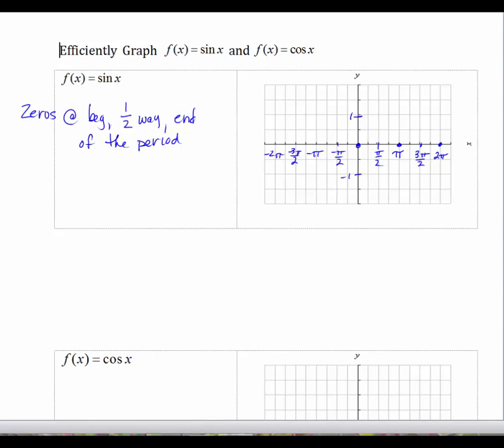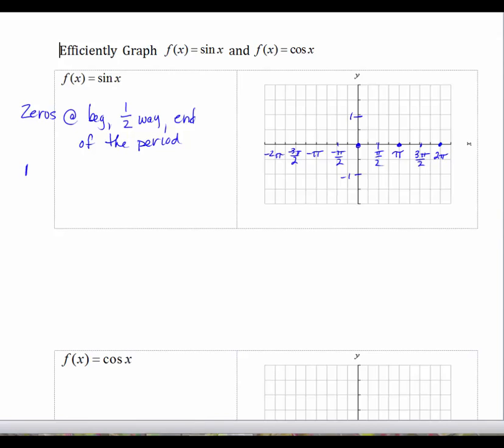Because we're not always going to graph the sine of x, we might graph the sine of 2x or the sine of a half x, and the period is going to change once we stretch and shrink this. So memorizing the x-intercepts is not the way to go. Memorizing where they fall with respect to the period is the most important part. So the beginning, halfway, and at the end.